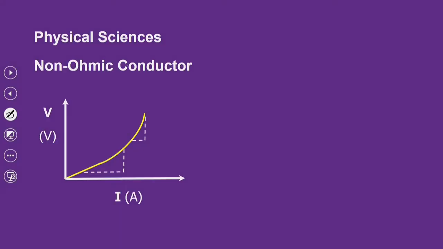Non-ohmic conductors. Now, by just understanding what this means, we'll understand what the graph represents. So non-ohmic meaning it does not obey Ohm's law. Let's have a closer look at the graph. We've still got potential difference on the y-axis, and we've still got the current in ampere on the x-axis. But if we have a closer look at what's happening with this graph, this first section is still a straight line graph, meaning at that point, it still obeys Ohm's law.